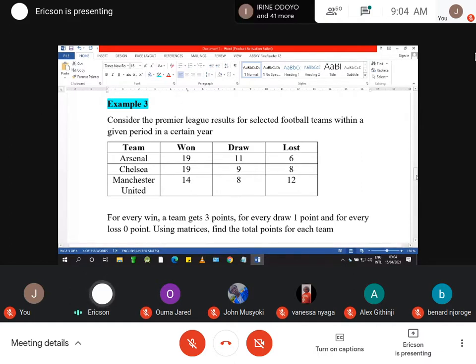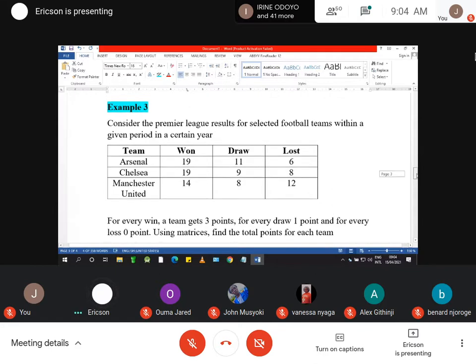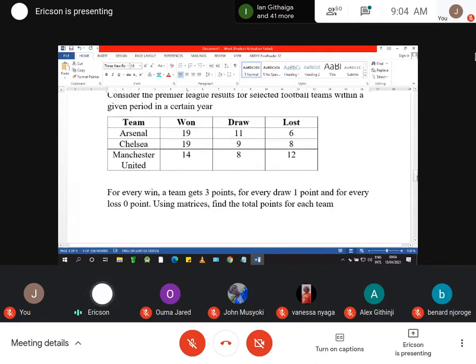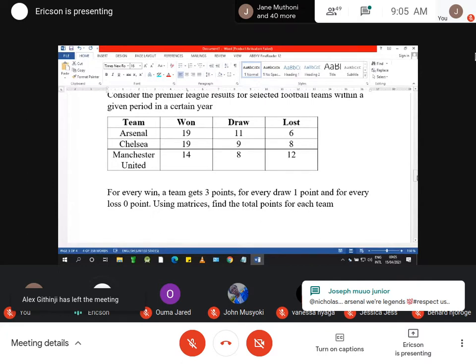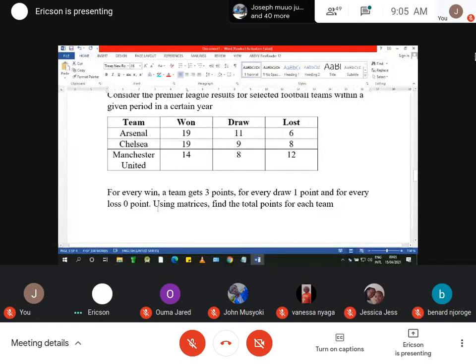Additional information for such a question is that for every win, a team gets 3 points. For every draw, 1 point. And for every loss, 0 points. So you're being told to use matrices to find the points for each team.